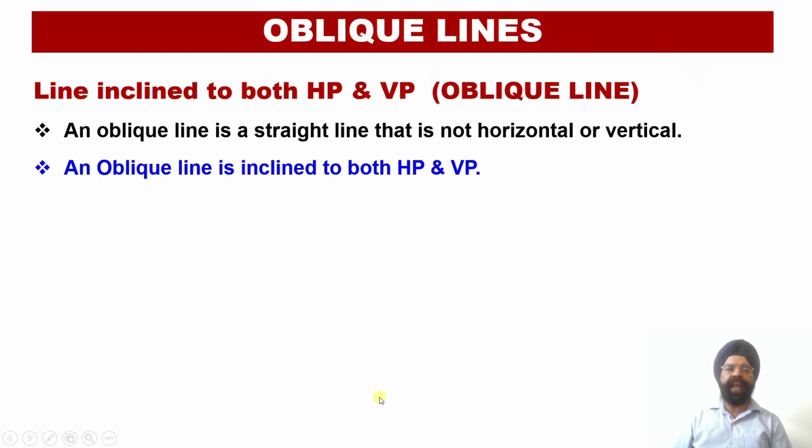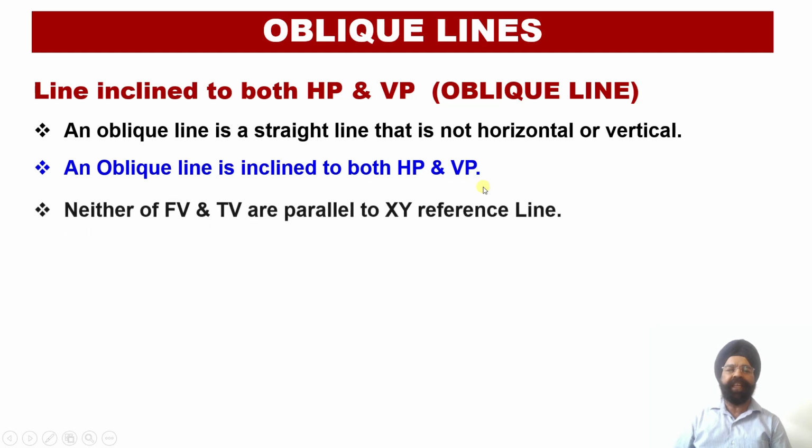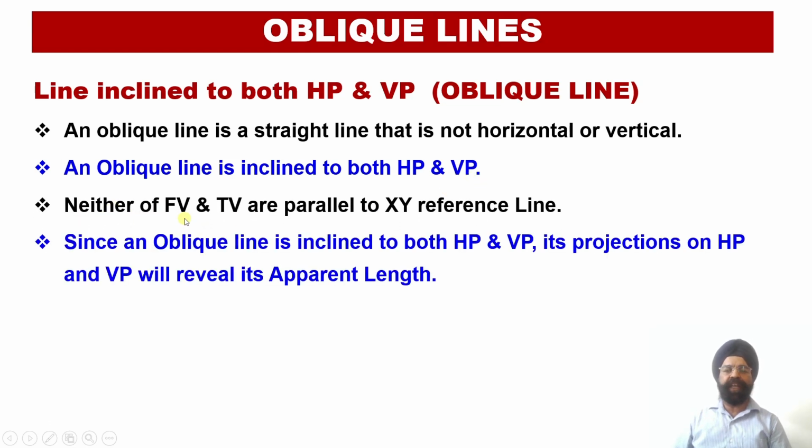Now an oblique line is the one which happens to be inclined to both the reference planes, that is horizontal plane as well as the vertical plane. Therefore, an oblique line is a straight line that is neither horizontal nor vertical. So, an oblique line will be inclined to both the reference planes. Therefore, neither the front view nor the top view will be parallel to the XY reference line.